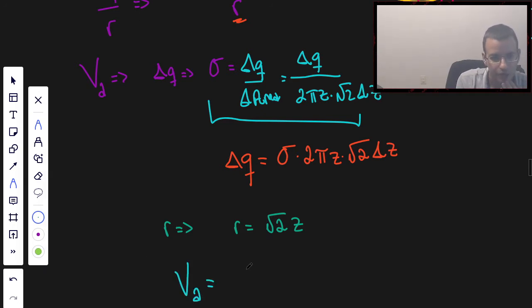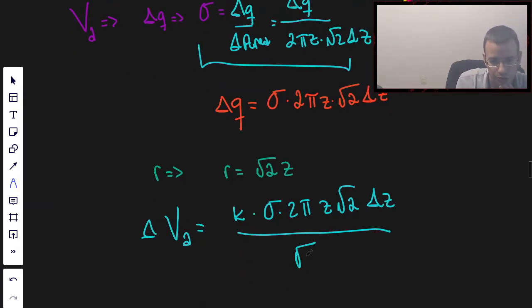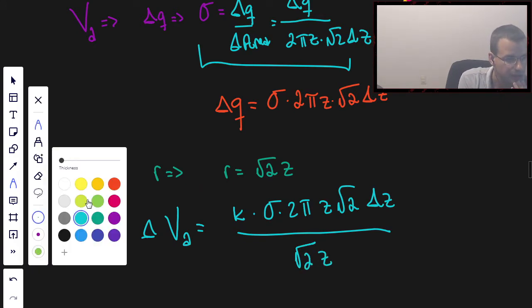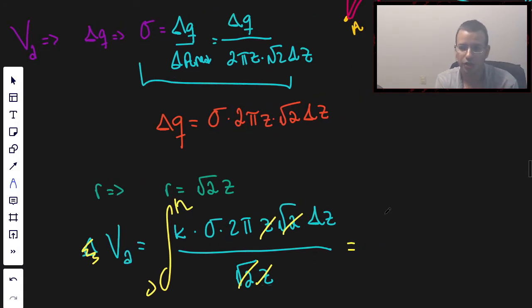Voltage at A, therefore, is K, which is the same as 1 over 4 pi epsilon naught, sigma 2 pi z square root of 2 delta z. And this is actually a delta v because it's a small portion of v, all over, and we're going to divide by r, which is going to be square root of 2 z. Get a different color so I can cancel. Square root of 2's cancel, z's cancel. Integrate from 0 to h to get rid of the delta. These are all constants, there's no z's involved, so the integral of 1 dz, this delta z becomes dz, it's just going to be z. And then z is going to go from h to 0. When z is h, total answer is h. When z is 0, it's 0.